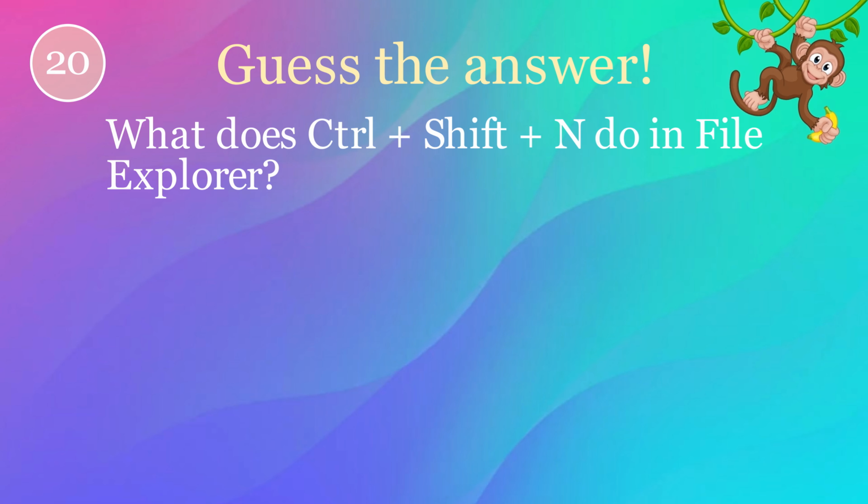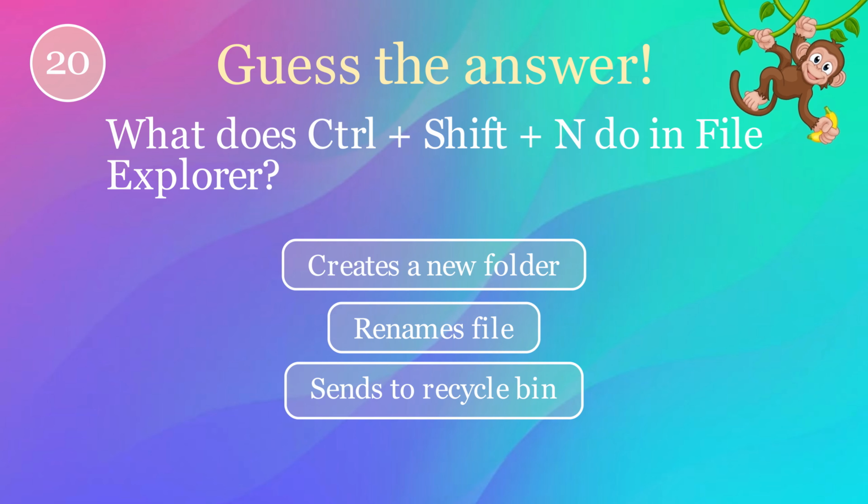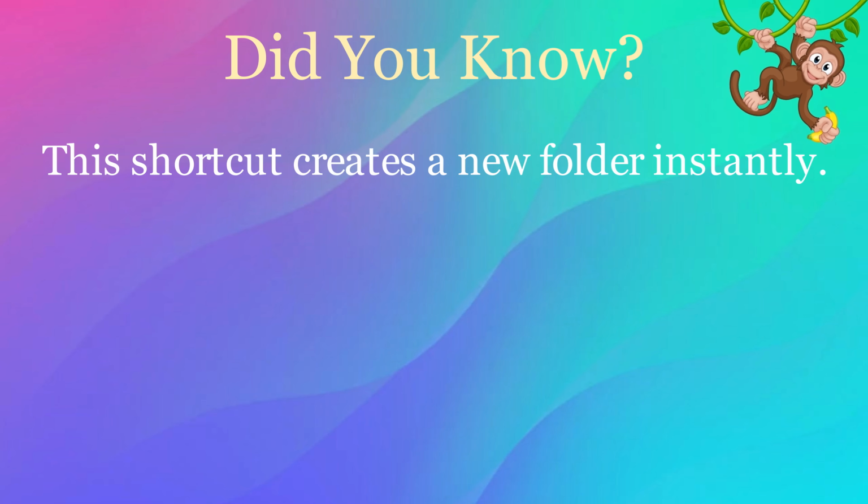What does Ctrl plus Shift plus N do in File Explorer? Creates a new folder. Renames file. Sends to recycle bin. The correct answer is, creates a new folder. Here's an interesting fact, this shortcut creates a new folder instantly.